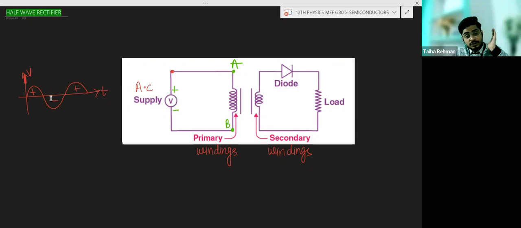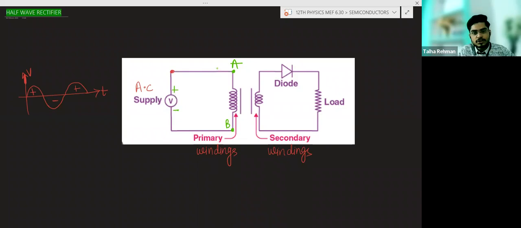Polarity will change because you are providing alternating current. That is why the polarity will change. First this end will become positive and this end will become negative. After that, this will become negative and this will become positive. Suppose initially this is positive.